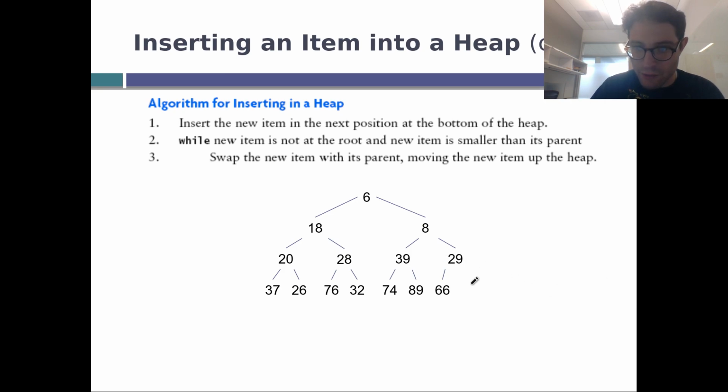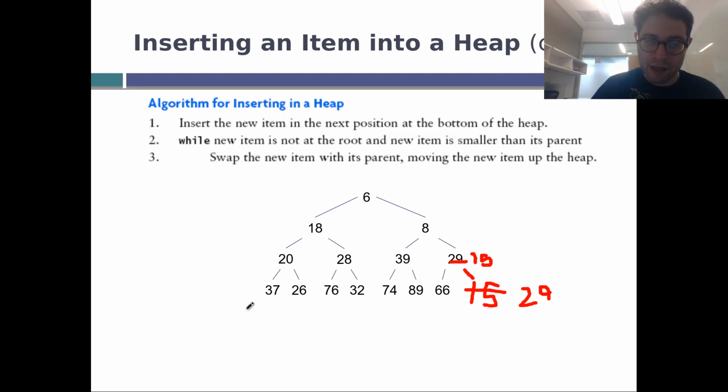Say we're inserting 15 over here into this heap. Well, we would say, is 15 smaller than its parent? Yes, it is, so swap them. So 15 would go over here, and 29 would go where 15 is. And then we'd say, is 15 smaller than 8? No, it's not, so stay put.